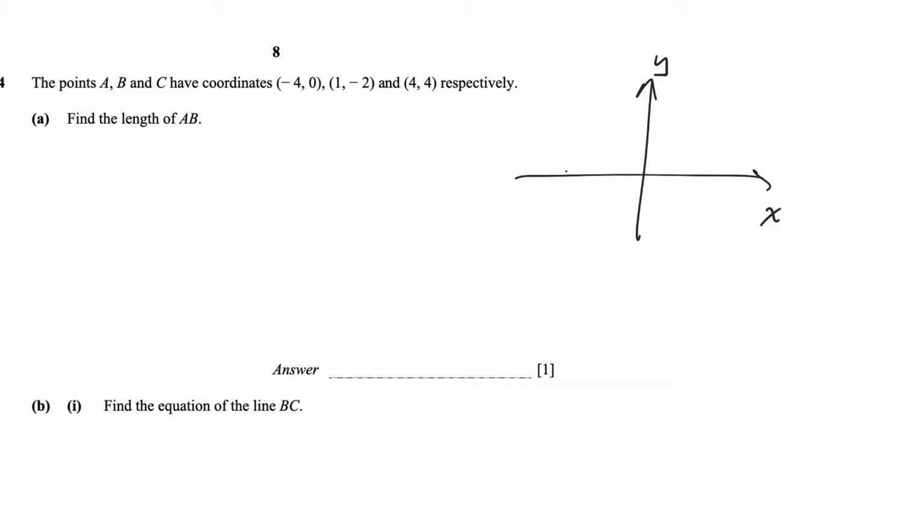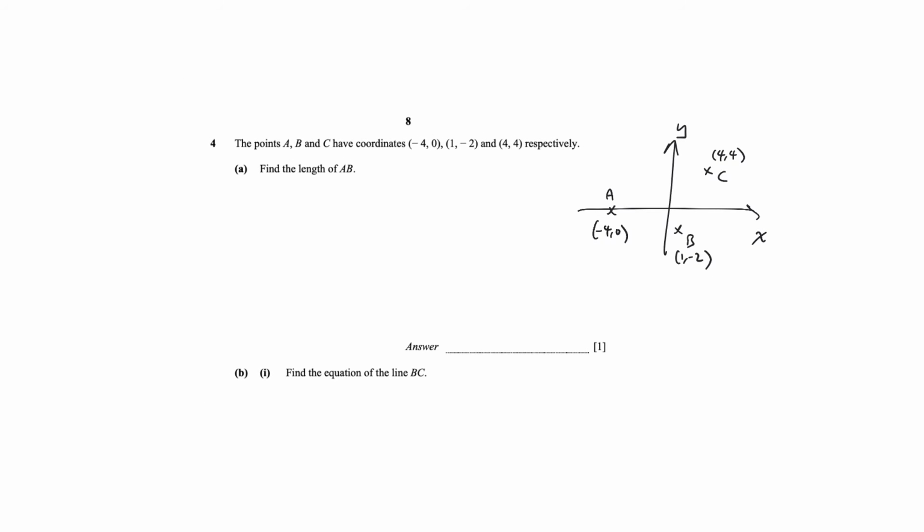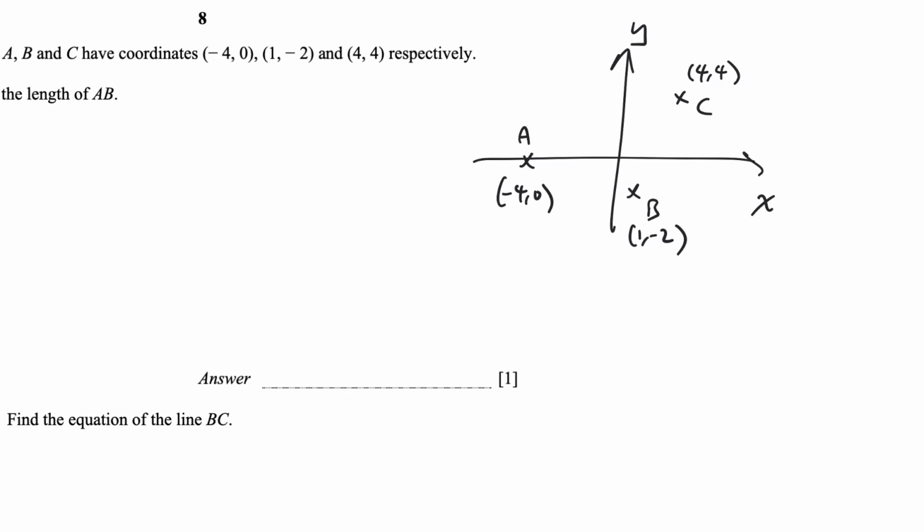-4 and 0 is somewhere here, A. And 1 and -2 is somewhere here, B. And then we have 4 and 4, which is C, somewhere here. Find the length of AB. Find this length. All right.